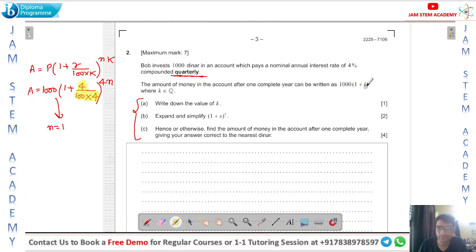This one is the k if you compare it with the given expression. So 1 by 100, in other words. So let's write the value of k. It is 1 by 100.